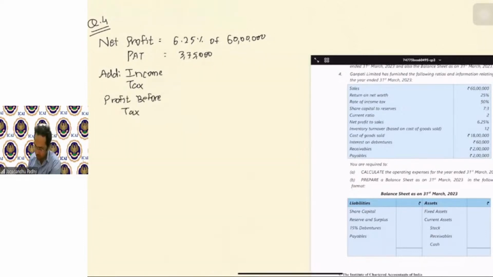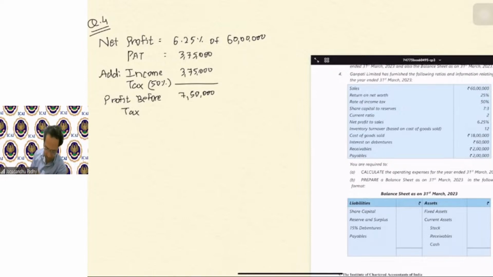Now what's the rate of income tax that is given to us? 50%. Since the rate of income tax is 50%, that's going to be exactly the same as net profit, because net profit will be after subtraction of this 50%. So profit before tax is 7 lakh 50,000.